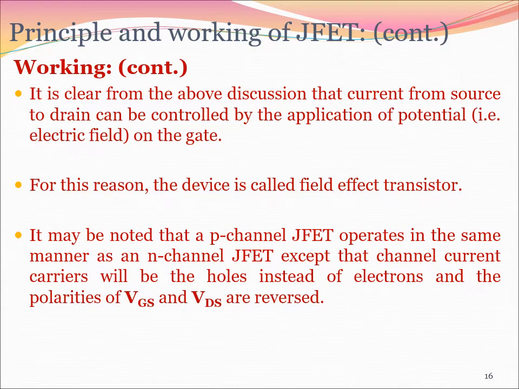So it is clear from the above discussion that current from the source to drain can be controlled by the application of potential or electric field on the gate, that we already discussed. And this is the reason that we call this device a field effect transistor. In terms of P channel, it also operates in the same manner. However, you just have to flip the batteries, and in P channel, holes would contribute to the conduction of current.